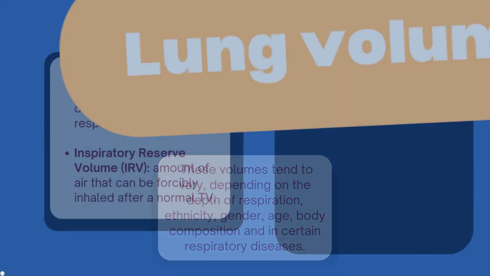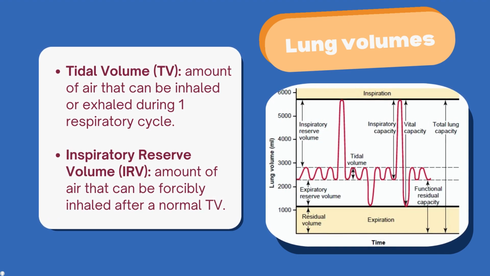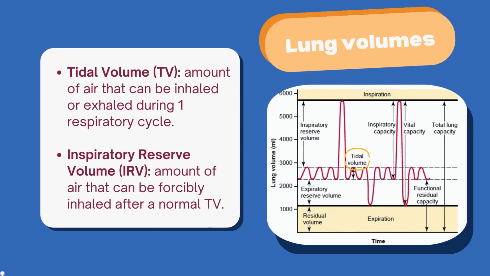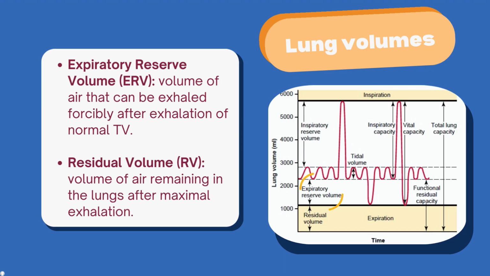Here, we can see a graph of lung volumes and capacities, where lung volumes include tidal volume, which is the amount of air that can be inhaled or exhaled during one respiratory cycle. Inspiratory reserve volume, the amount of air that can be forcibly inhaled after a normal tidal volume. Expiratory reserve volume, the volume of air that can be exhaled forcibly after exhalation of normal tidal volume. Residual volume, the volume of air remaining in the lungs after maximal exhalation.